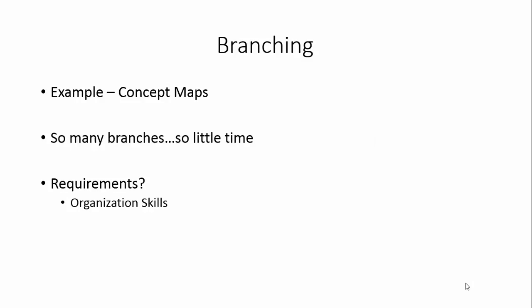The next branch is called branching. Yay! And so that one's kind of pretty self-explanatory too. It's definitely a visual thing. Examples of branching would be concept maps. Another one is mental models.